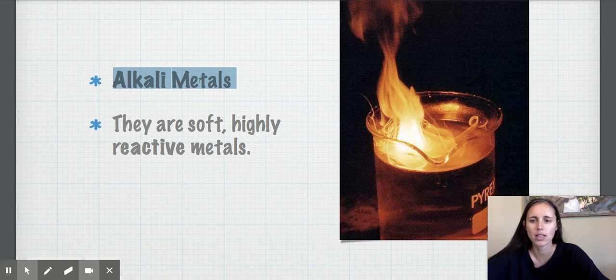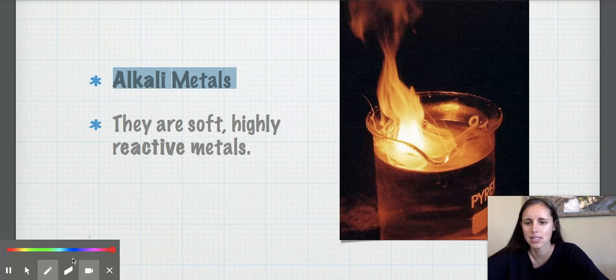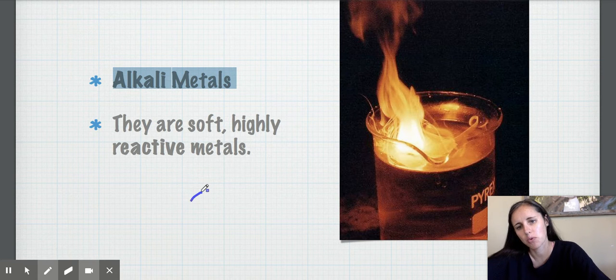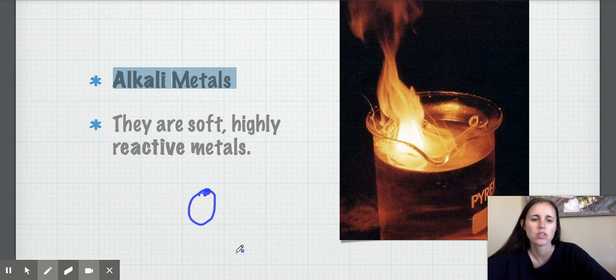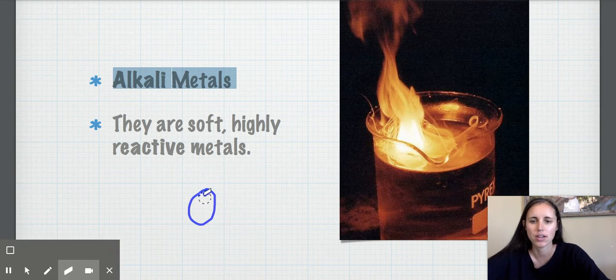The reason that alkali metals are so reactive is, we can explain it now with our Bohr-Rutherford diagram. Now that we know how to draw one, anything in the first column only has one valence electron. Since it only has one valence electron, it's really easy to lose that electron. So they react very violently.